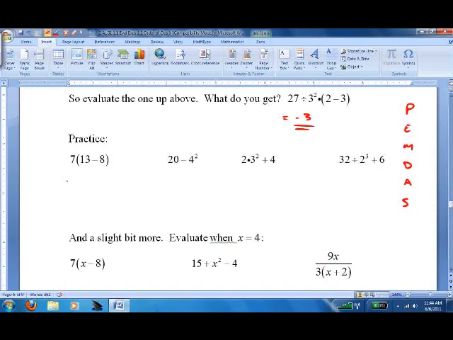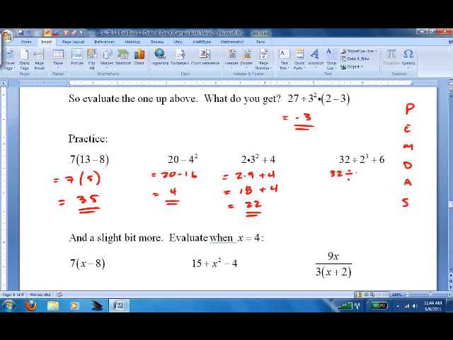So practice. Well, the first thing we do here is parentheses. And again, you may want to pause the recording right now so you can practice on your own. 7 times 5, that equals 35. Here we do the exponent first. 20 minus 16, that equals 4. Here we do the exponent first. 2 times 9 plus 4. Then we do the multiplying first. 18 plus 4, 22.